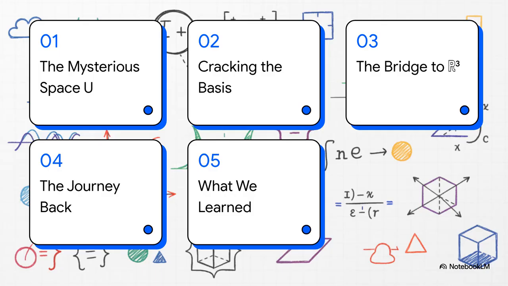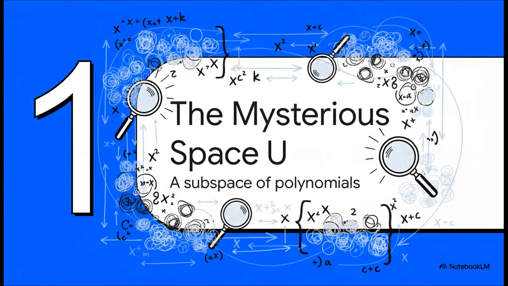Okay, so here's the plan. We'll start with this weird space U, figure out its basis and dimension, then see how it connects to good old R3, find our way back with the inverse, and then wrap up what we've learned. Let's jump in. All right, first up, the mysterious space U.